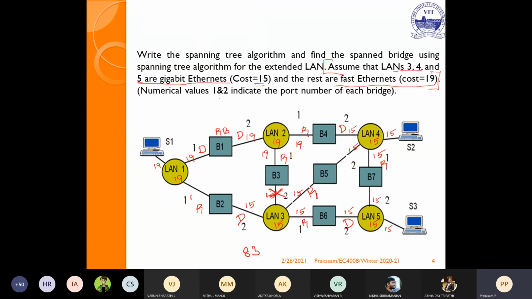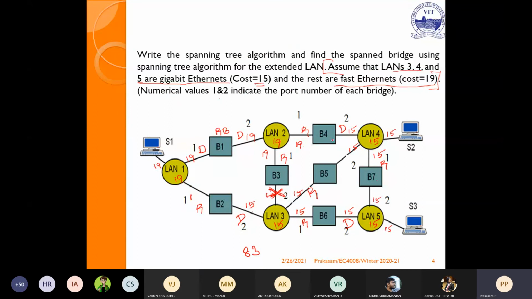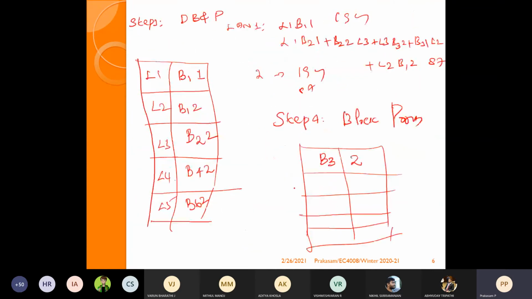Kindly listen. Because B3 port 2 we are not using anywhere, either as a root port or a designated port, this is the block port. The first block port is bridge 3, port 2. Next, we go to B4. Port 1 is the root port, port 2 is the designated port. For B5, port 1 is the root port and port 2 is empty. So for B5, port 2 is a block port.